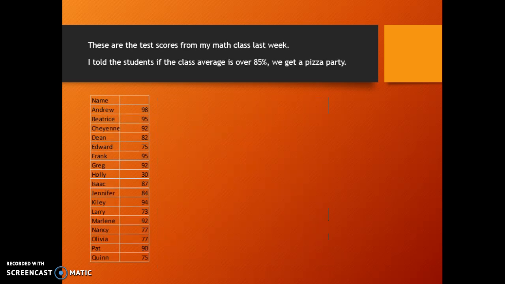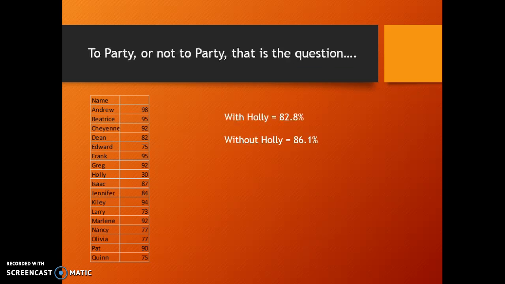It's a set of test scores from a math class. If the class average is 85% or more, they get a pizza party. So there's some pressure on. However, as we look through this data set, there is something that looks suspicious. Looking at Holly's score right here, that is significantly, apparently, different than all of the other scores.